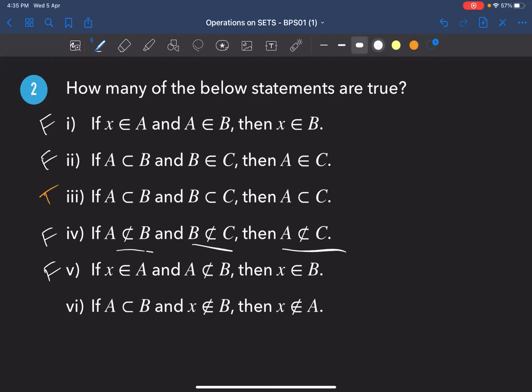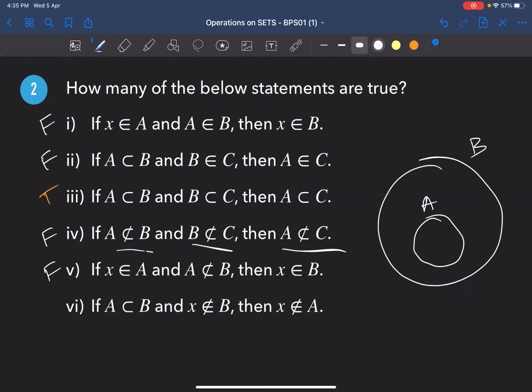Yes. You guys understand? Yes, sir. See, A is actually contained in B. A is subset of B. Now, when you say that some element does not belong to B, that means it is outside B, right? So if it is outside B, it is also outside A. Om, do you understand? So this must be true. So overall, how many statements are true? There are 2 statements that are true. Are you guys getting this? Yes, sir.